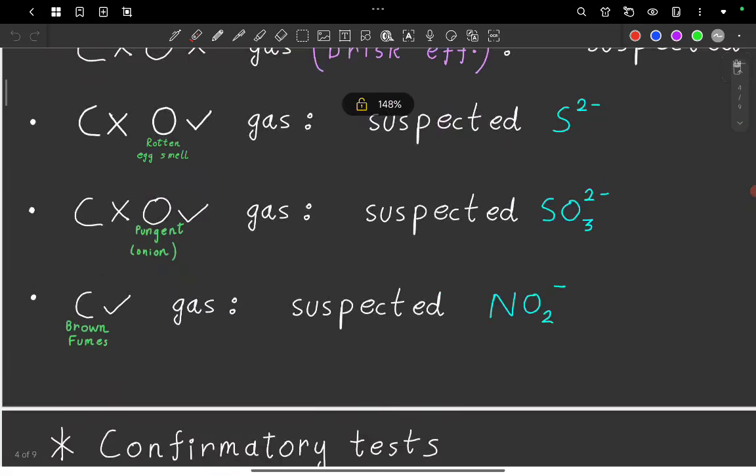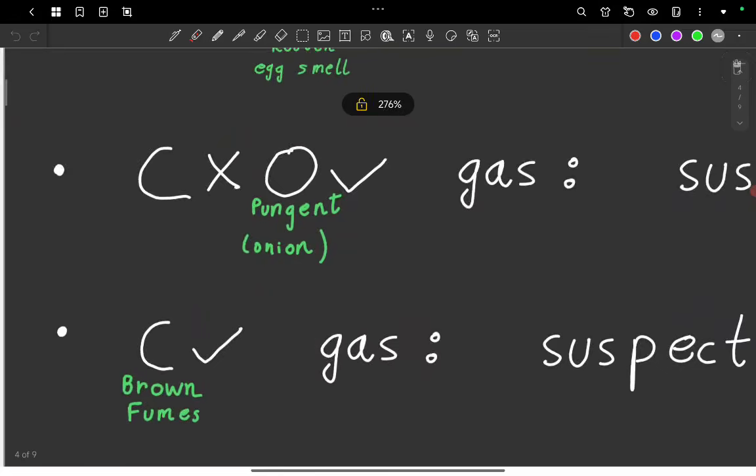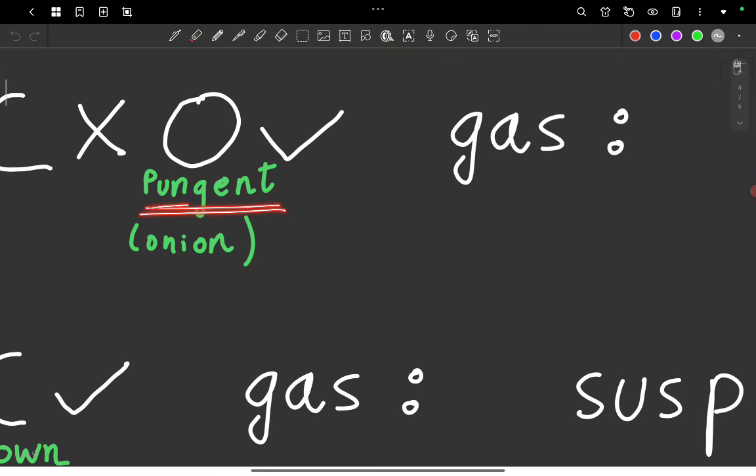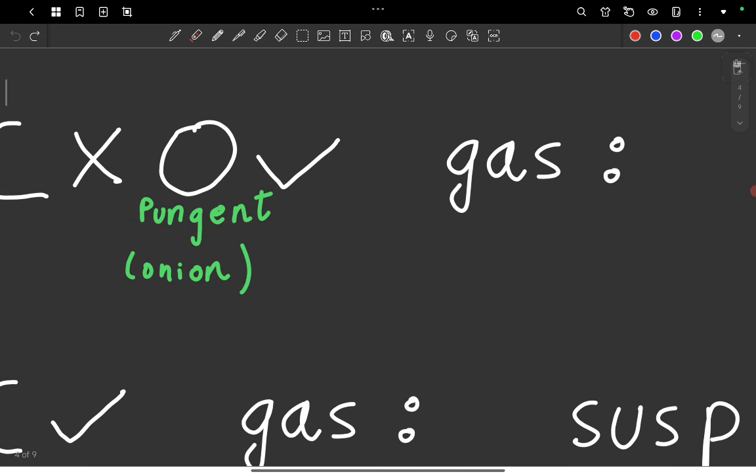Now, if the gas has no color but it smells pungent, what is the pungent smell? The pungent smell just means it smells like an onion. Now, onion won't be mentioned to you because onion is something that I have added on my own account. I searched online what pungent means and it told me that it has an onion-like smell.